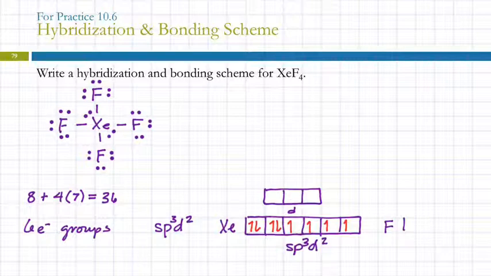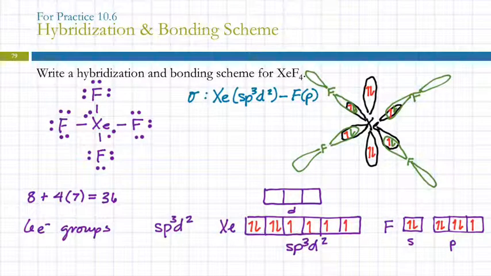So fluorine is just going to have regular atomic orbitals. So it's got S and P, and we know that it has 7 valence electrons. And so they're going to be in the S orbital, and then they'll start filling up the P orbitals. And we'll end up with an orbital diagram that looks like that.